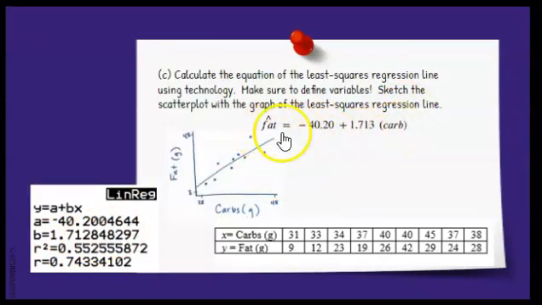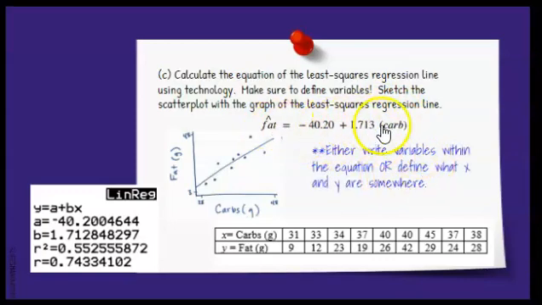So now I'm going to write it in terms of the context of the question. So my prediction is the hat value. So in this case it's fat. So it's fat hat equals A is negative 40.2 and my slope is 1.713 and my X value represents carbs. So I put my equation in terms of the context of the question. So you've got to write it either like this, or if you choose to do y and x, you have to have somewhere that x equals grams of carbs and y equals grams of fat. Okay, sometimes it's just easier to do it like this, but somehow the context has to get included.